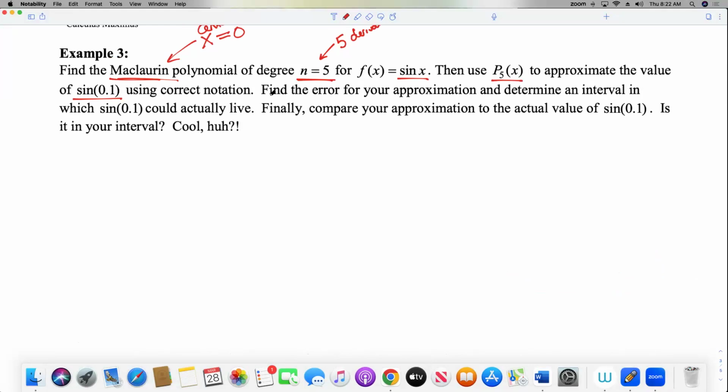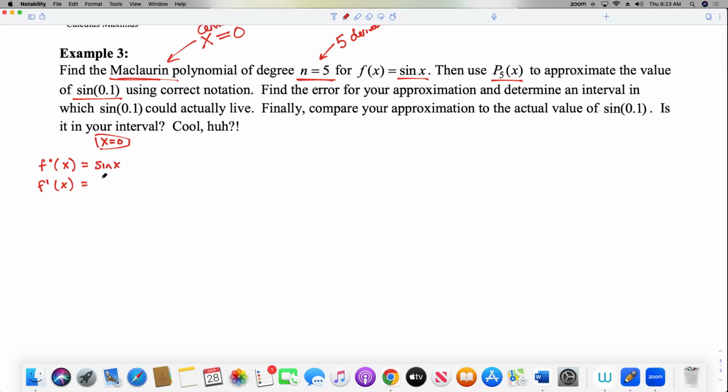All right. Then we're going to find the error in the approximation and determine an interval in which sine of 0.1 could actually live. Finally, compare your approximation to the actual value of sine of 0.1. Is it within your interval? So let's get started. And I know that the center is at 0. I need to keep that in my mind. So the first thing we do is we write down our original function, f0 of x, and that is sine of x. And I'm going to find 5 derivatives.